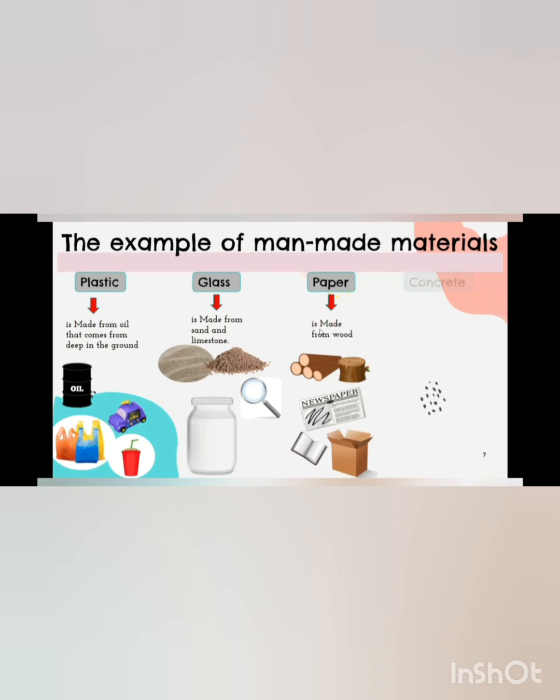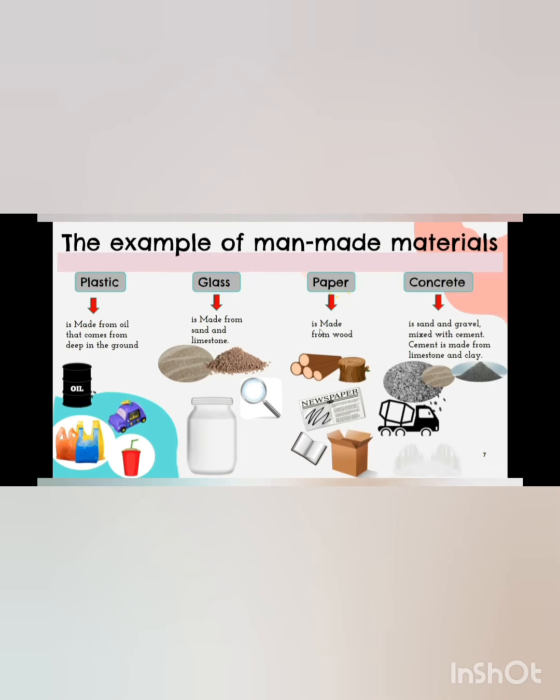Another man-made material, it's not in your book, but it's a man-made material, it's concrete. Concrete is made from sand and gravel, and cement is made from limestone and clay. And this material is used in making buildings and houses. We mix sand, gravel, and cement and then make concrete.